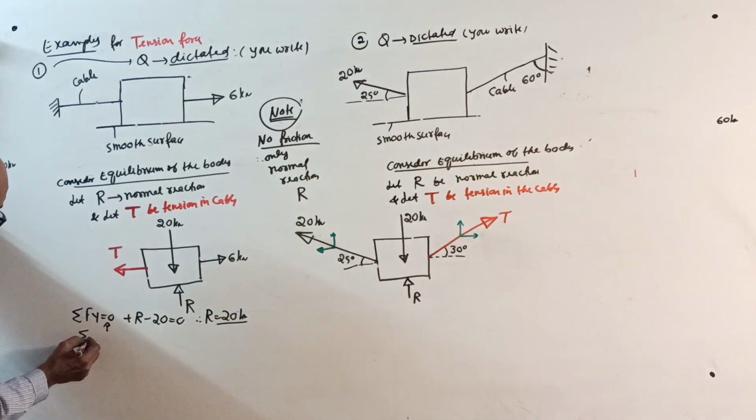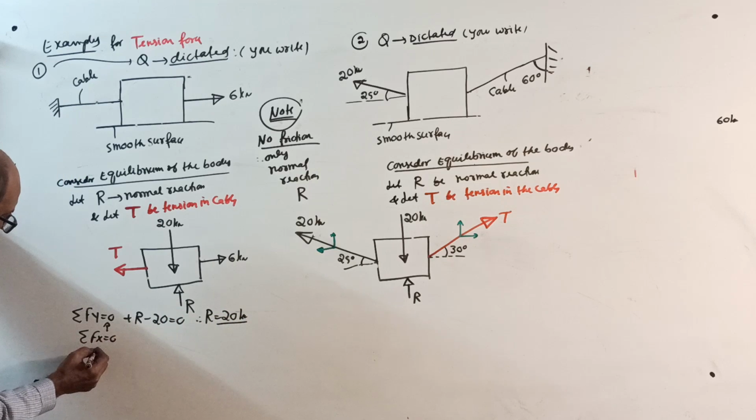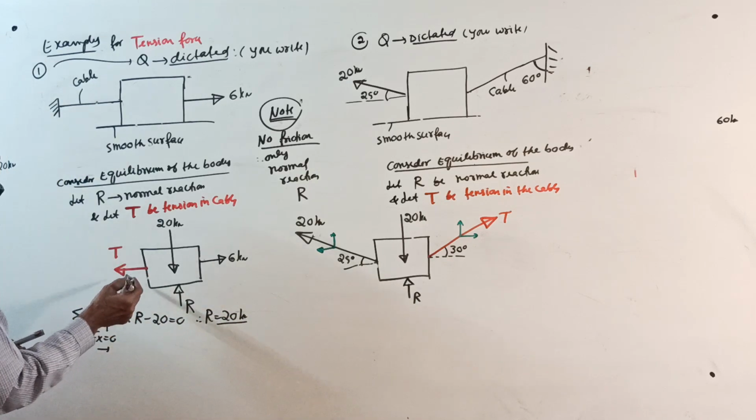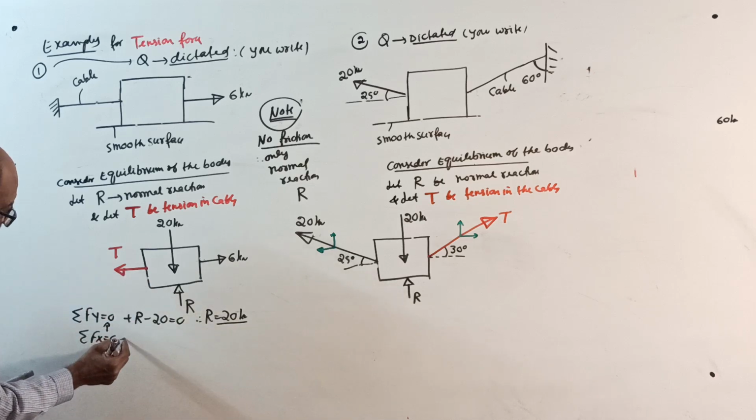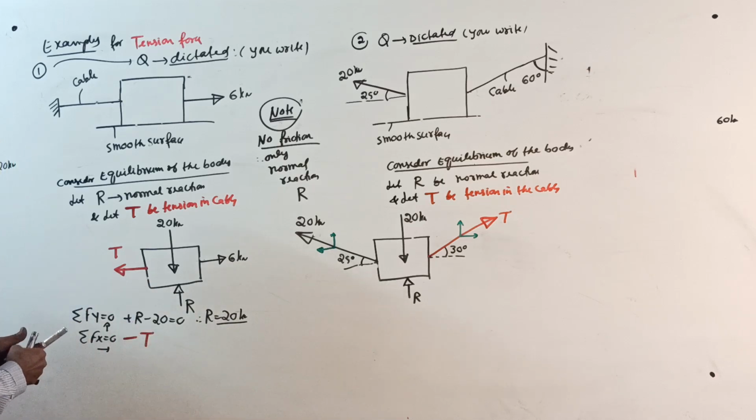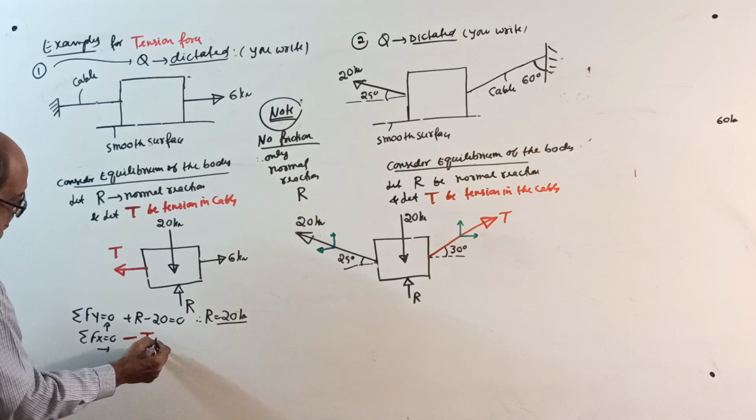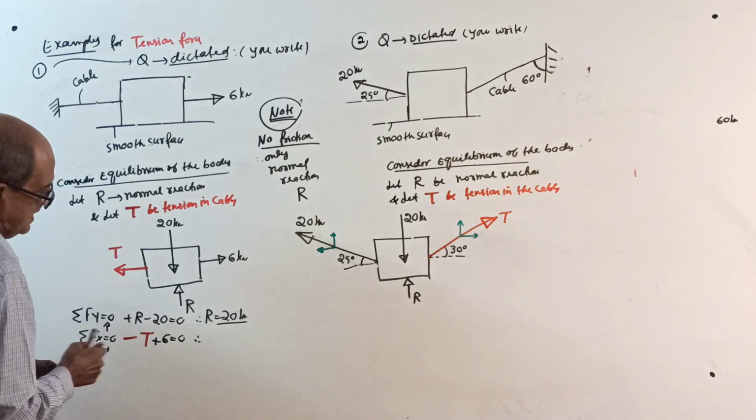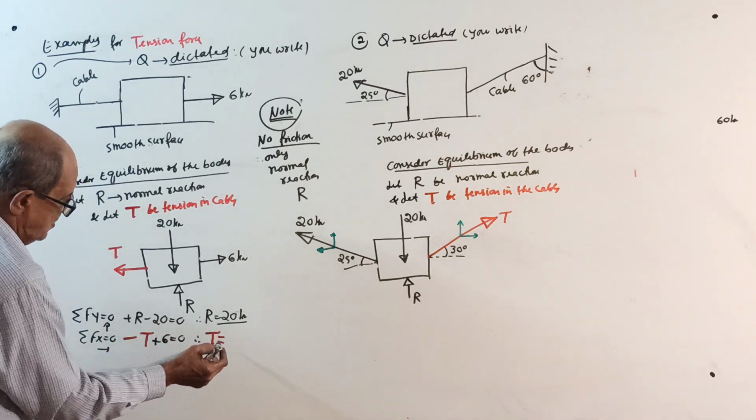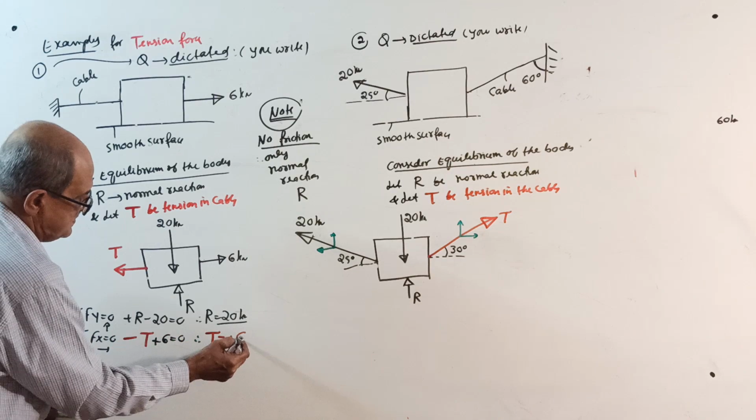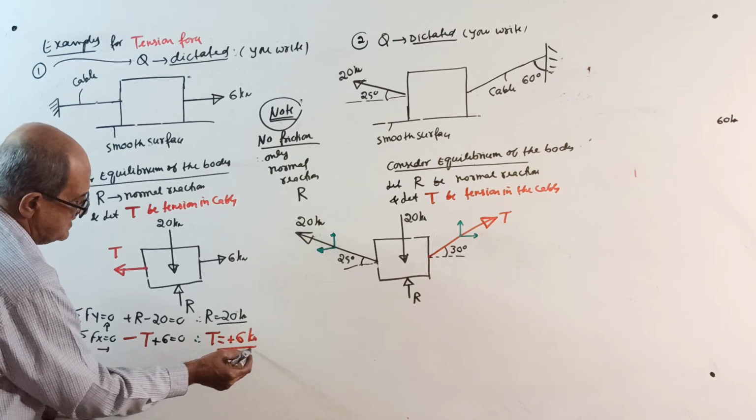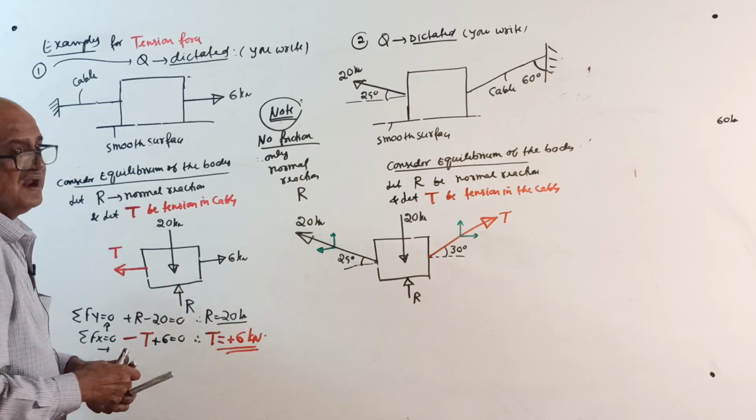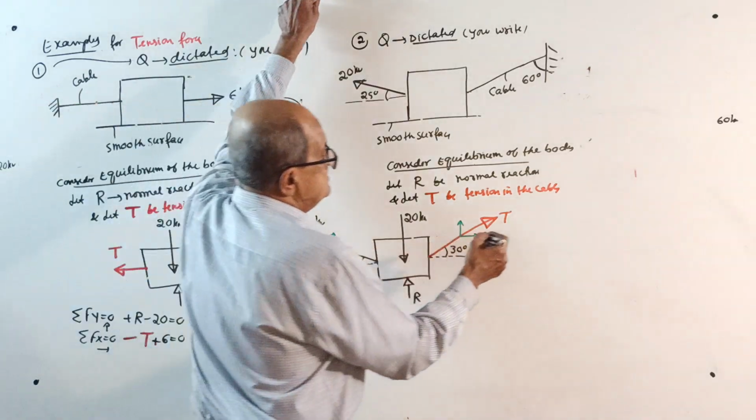And sigma Fx = 0, right side positive, see here, it is right side positive, minus T plus 6 equal to 0. Therefore, your tension in the cable T equal to plus 6 kilonewton. Over. We got the answer. Sufficient.